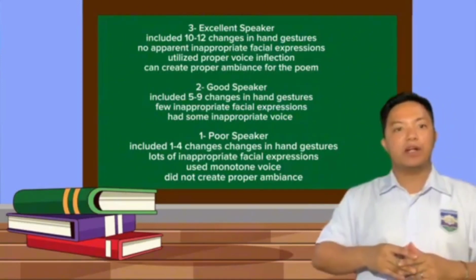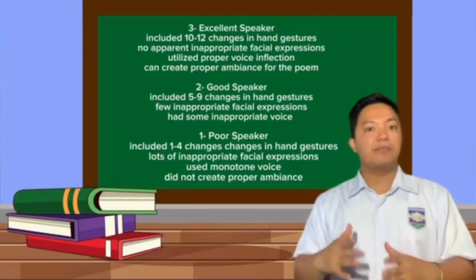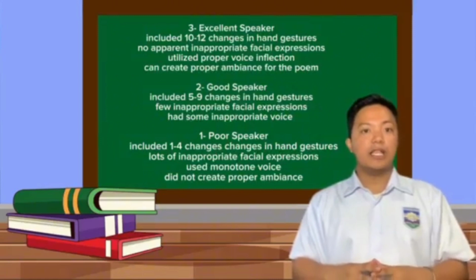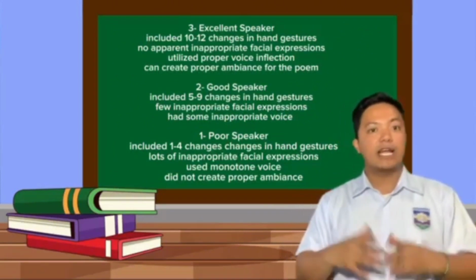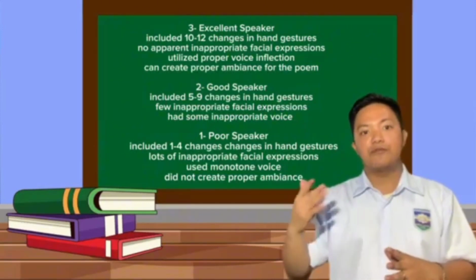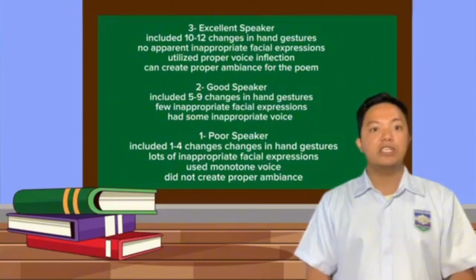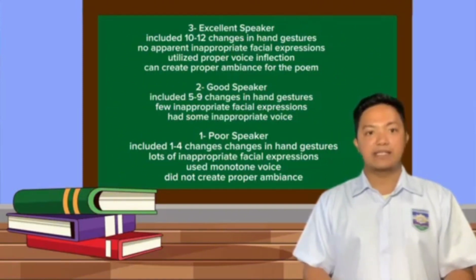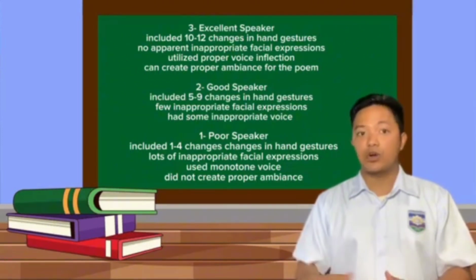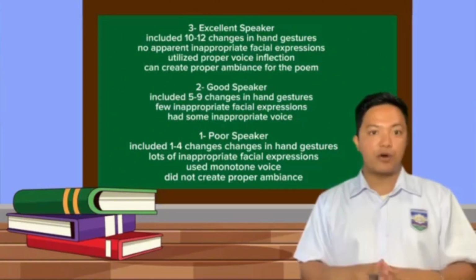For example, the excellent speaker included 10 to 12 changes in hand gestures, no apparent inappropriate facial expressions, utilized proper voice inflection, and can create proper ambience for the poem. Two, good speaker included 5 to 9 changes in hand gestures, few inappropriate facial expressions, had some inappropriate voice inflection changes, almost creating proper ambience. Poor speaker included 1 to 4 changes in hand gestures, lots of inappropriate facial expressions, used monotone voice, and did not create proper ambience.